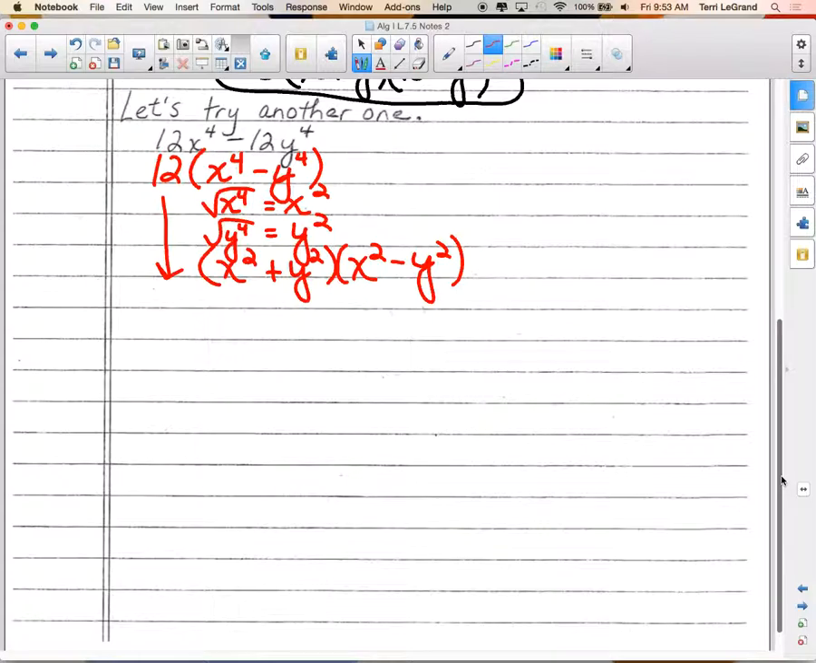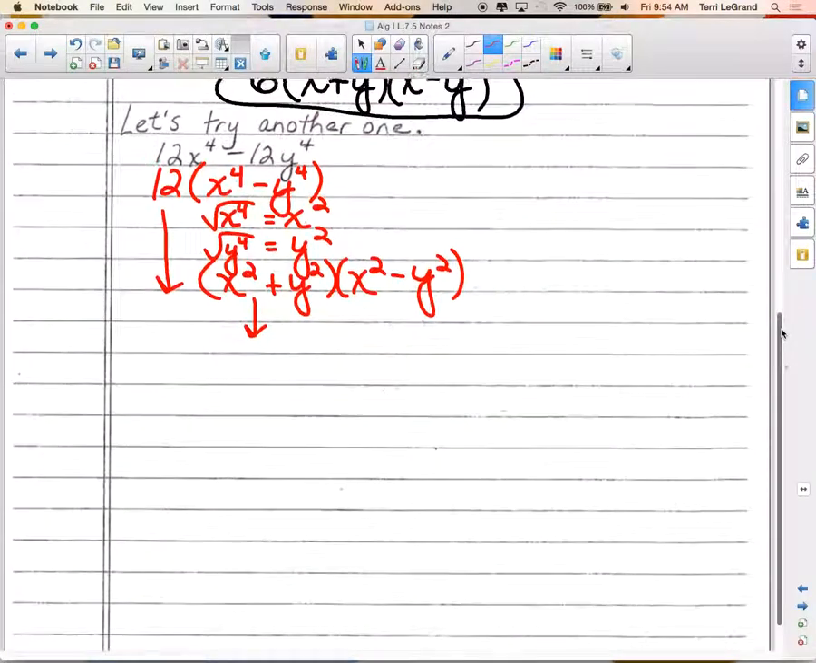I'm going to disagree. Why isn't x squared plus y squared a special product? It doesn't have subtraction, it has addition, so we can't do anything with that. That one's just going to arrow down also. How about x squared minus y squared? That one we can factor, can't we?